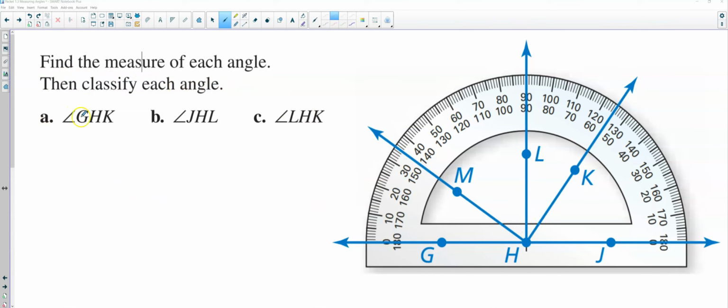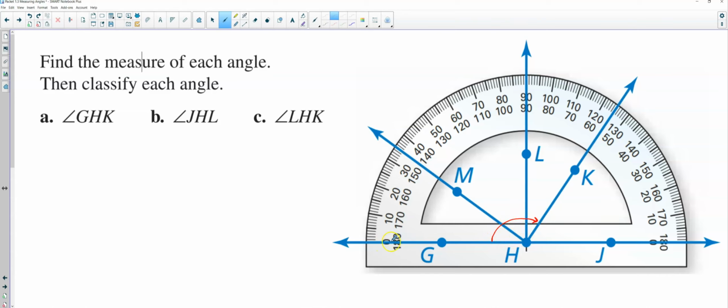Notice that they're asking for angle GHK, where the vertex is H. So here's my vertex, and it goes from G to H, then to K. So that means it's this angle right here, that angle right there. Let me see here. From here all the way to there. Notice this one opens to the right.